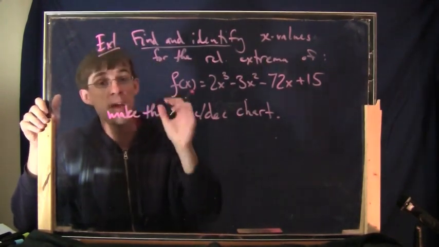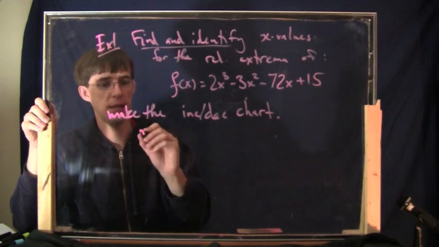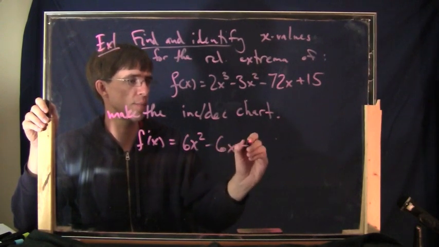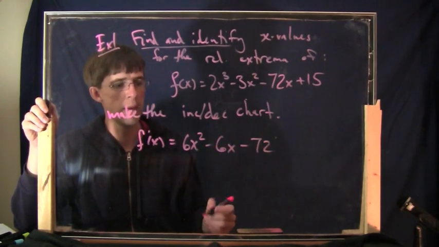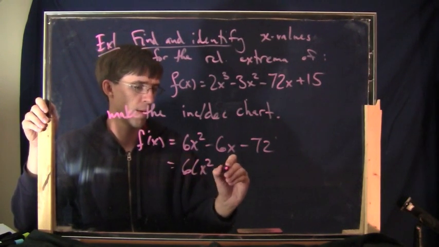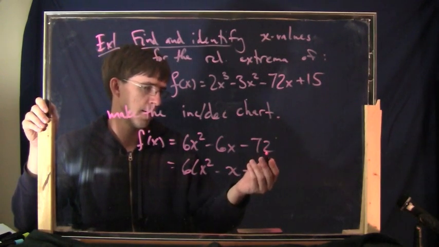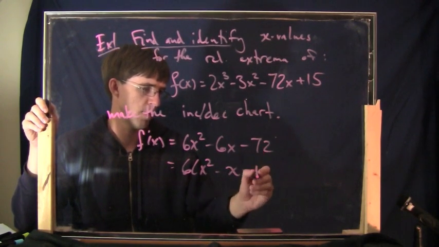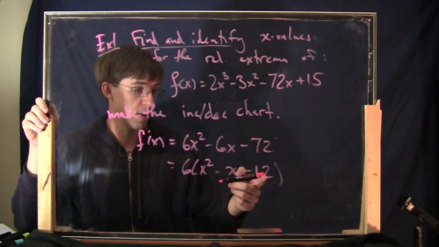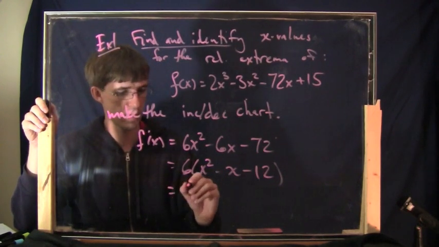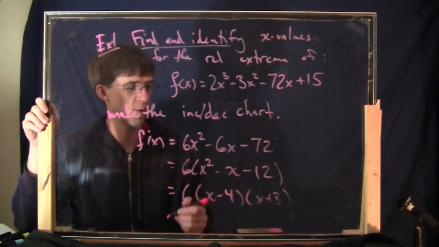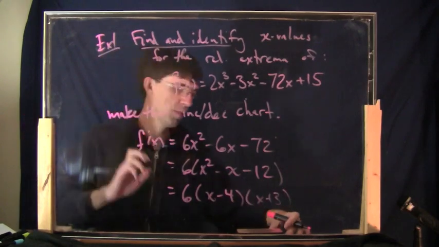So let's do it. First step in that process was to take the derivative and simplify as much as you can. Here we go: 6x squared minus 6x minus 72. Can we simplify this at all? I think so. We could factor a 6 out: x squared minus x minus, what is that? 6 times 12, right? You know your 12s? I think that's 12. And then you can factor this part: x minus 4 times x plus 3. I think that's how that one factors. Okay, this is the derivative.